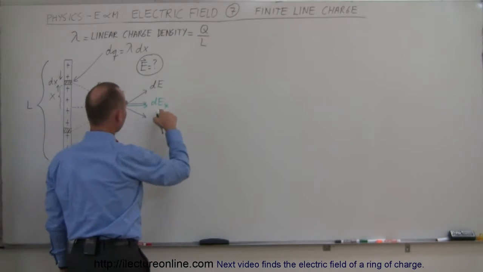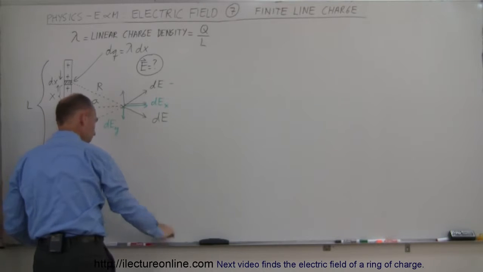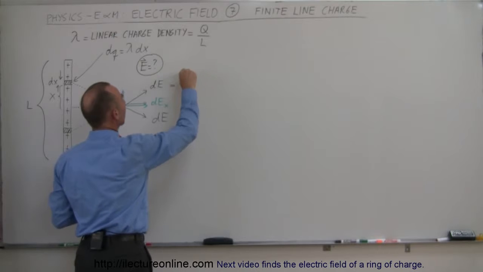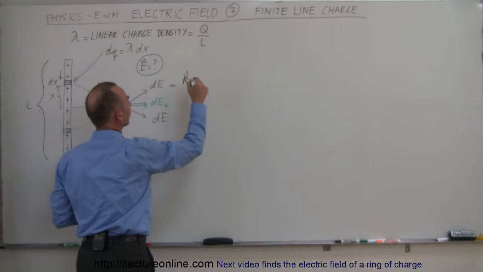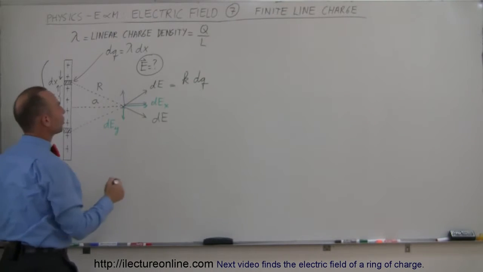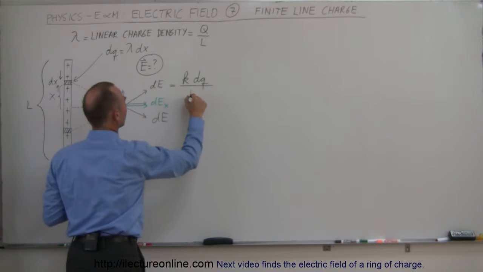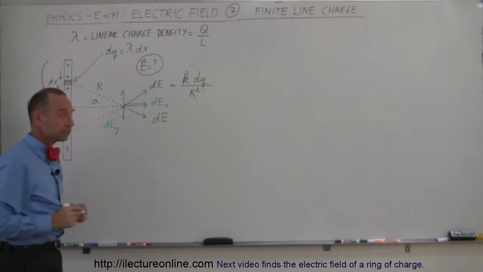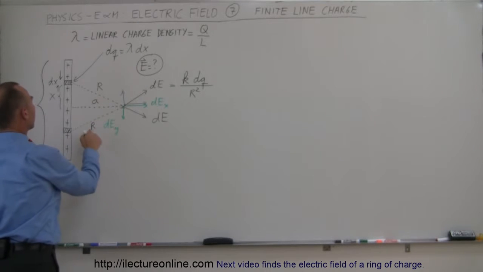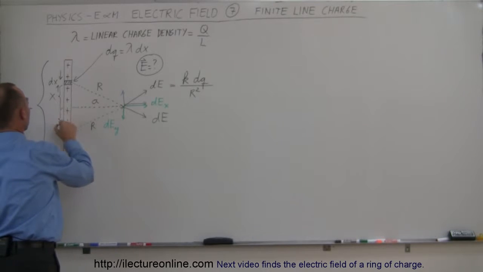First let's find out what dE is equal to. I don't want to work in green, let me work in black here. We can say that dE is equal to k, that's a constant that comes from Coulomb's law, times the charge that causes the electric field, which in this case is a small amount dq, divided by the distance between this point and the little charge squared, that would be r squared. Notice that r is simply the square root of x squared plus a squared, and this here is x.